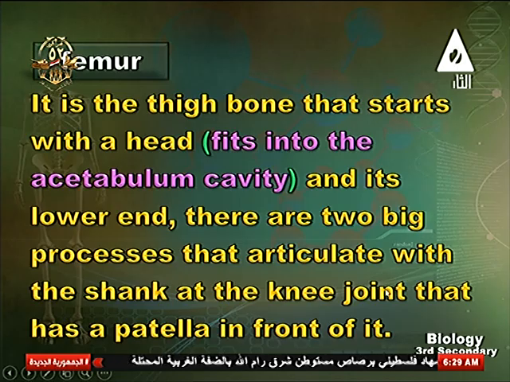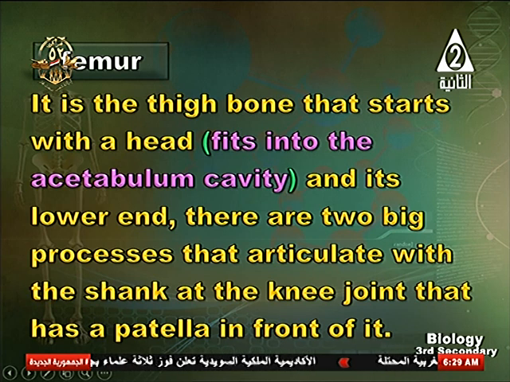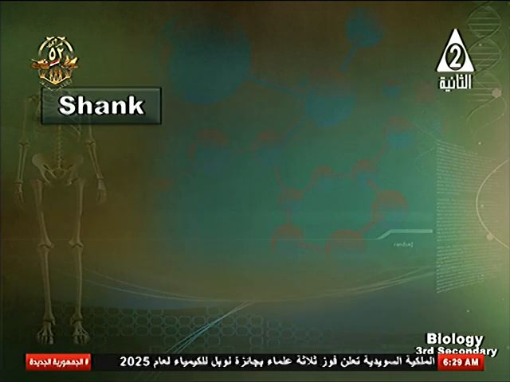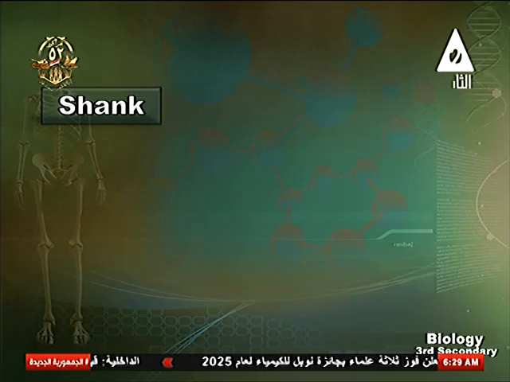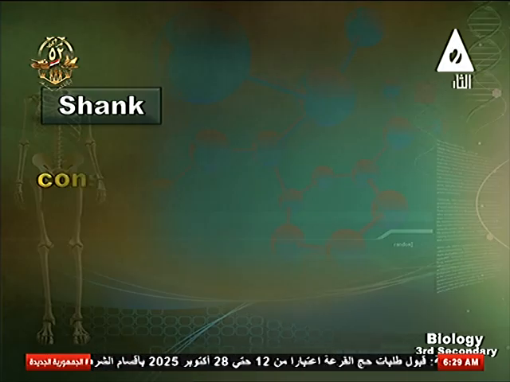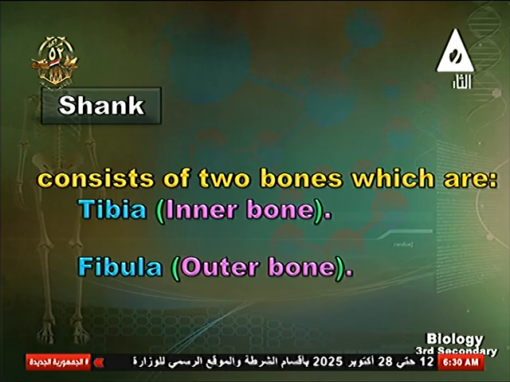The lower end of the femur has two big processes that articulate with the shank at the knee joint, and it has the patella that we said before. What is the shank? The shank consists of two bones: the tibia, the inner bone, and the fibula, the outer bone.